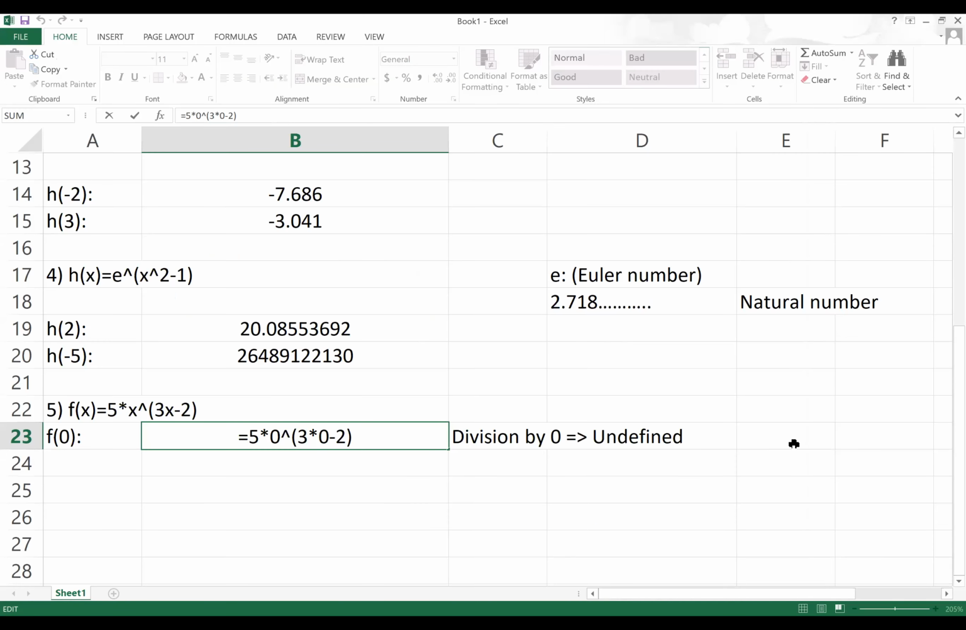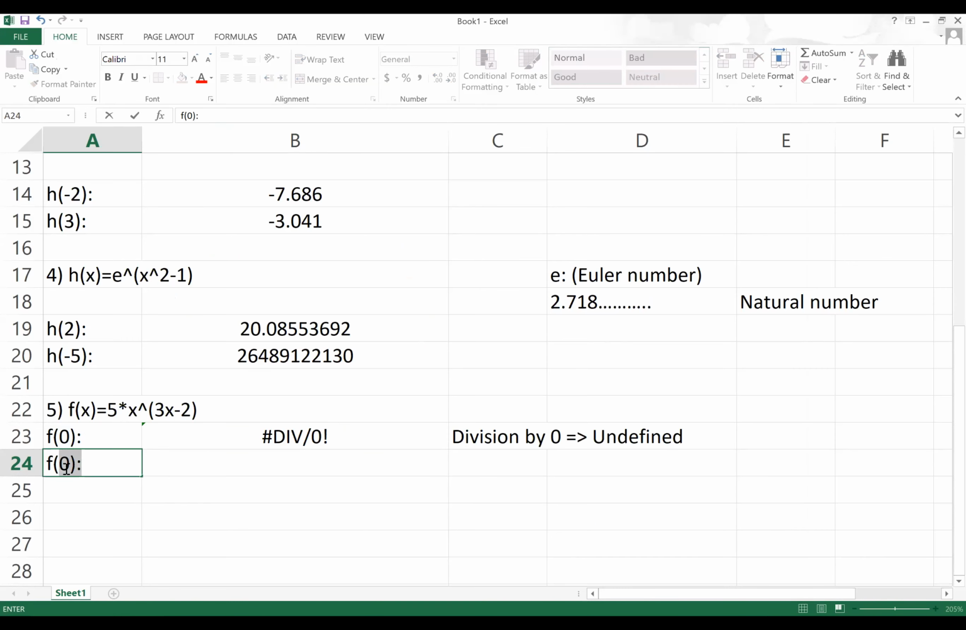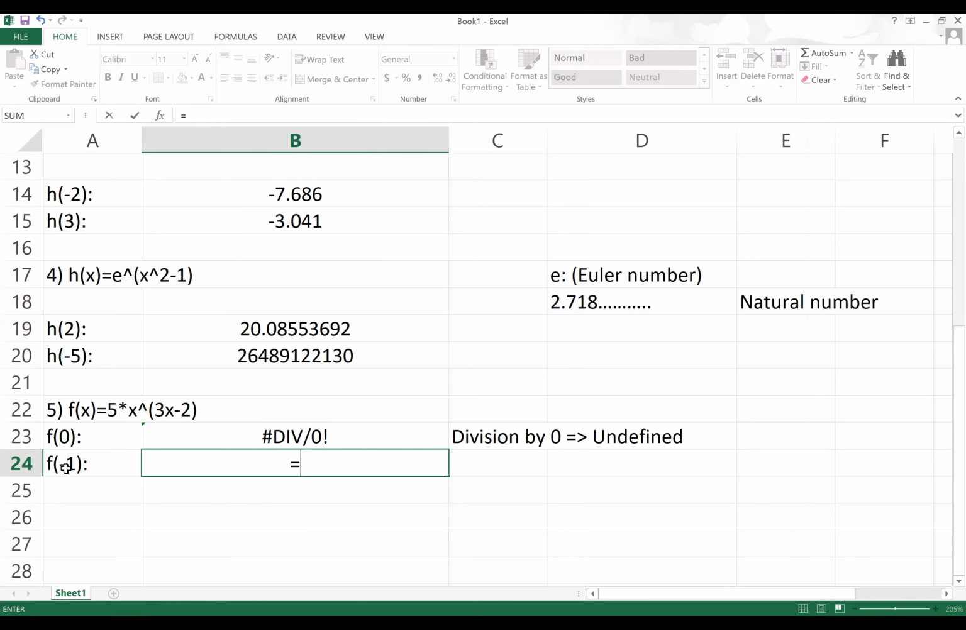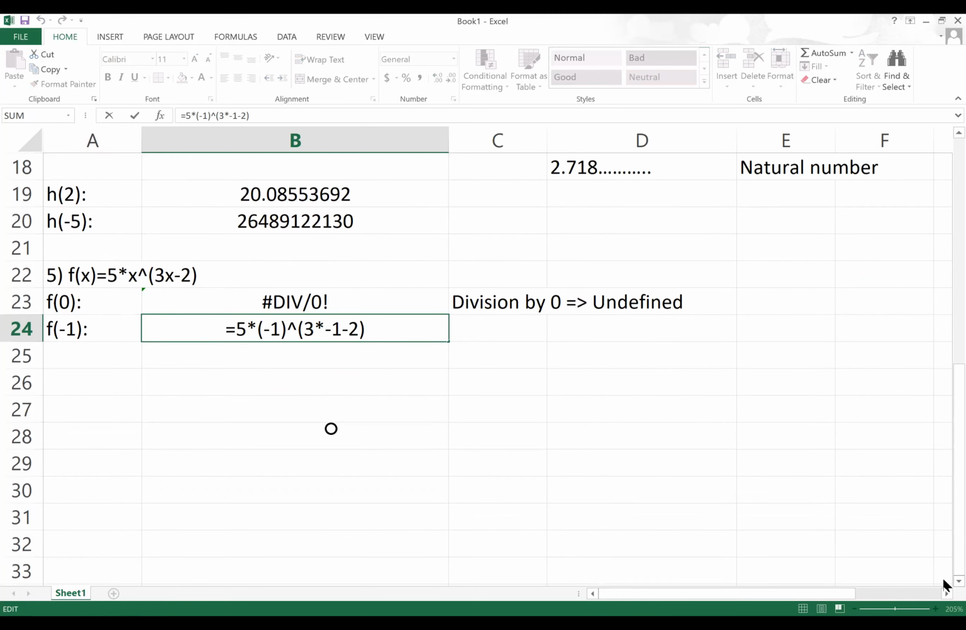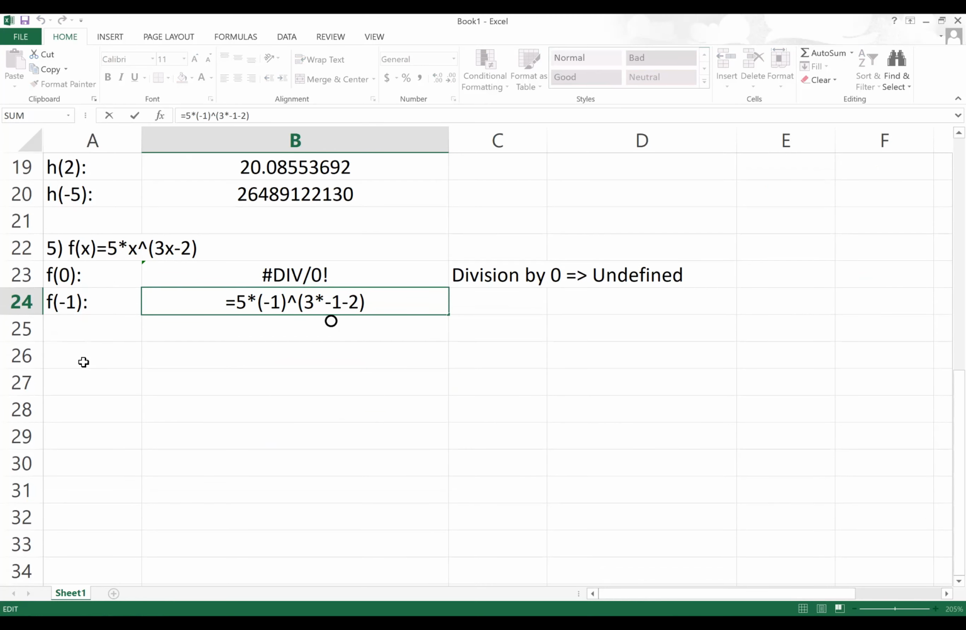And go back here. Okay, then h of negative 1, f of negative 1, right? So that's the next thing. F of negative 1. So similarly, replace x with negative 1. So 5 multiplied by, since it's negative 1, I will put it into parentheses to avoid any miscalculation. Open parentheses, 3 times negative 1 minus 2. Okay, your result should be negative 5. That's how you input it. Result is negative 5. Okay, any question on this?